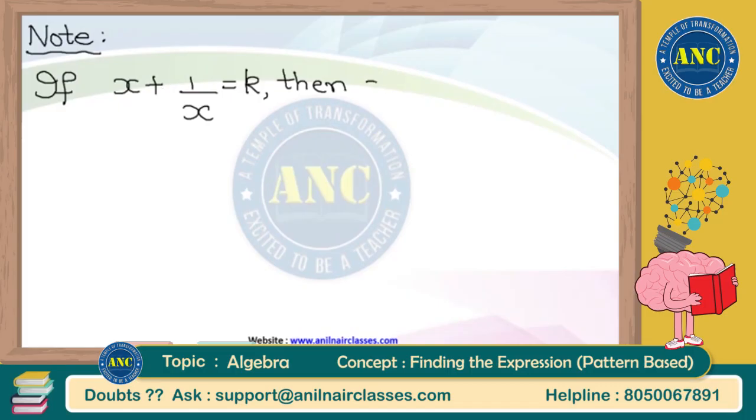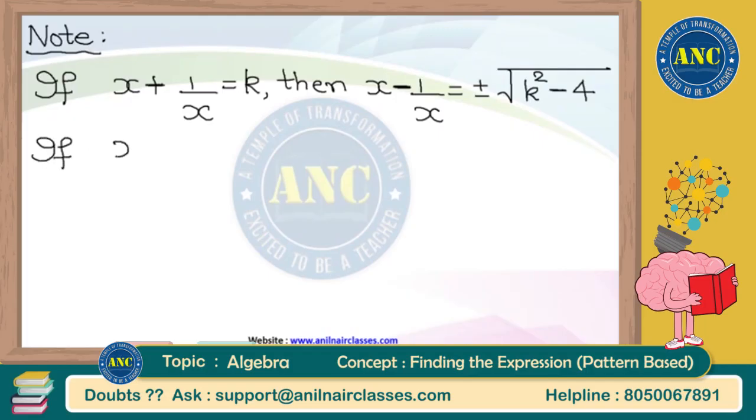We can also find another thing from the last few problems. If we know x plus 1 by x as k, then x minus 1 by x can be easily found as plus or minus square root of k square minus 4. Here it should be minus 4, because the if condition has plus, and the then condition has minus. Don't get confused.